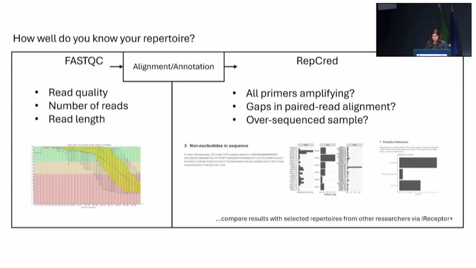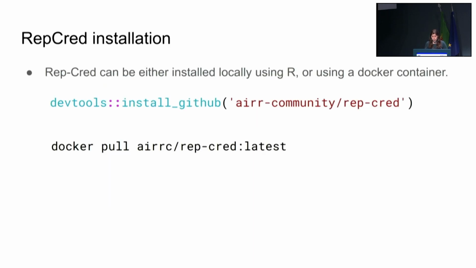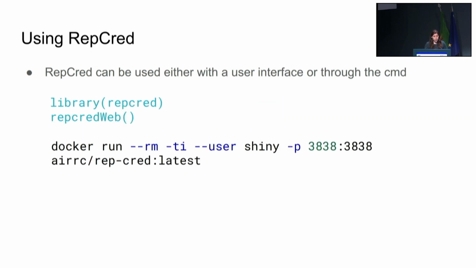So RepRed was developed into a simple, easy-to-use user interface that encapsulates many features that allow us to explore the repertoire in question. The installation of RepRed is quite easy. You can either install it from our GitHub in R, or you can download the Docker image and run it through there. Using RepRed is also a dual method. You can either run it in R and open a user interface, or you can use the command line and run it through Docker, either launching a user interface or even running the report creation directly.